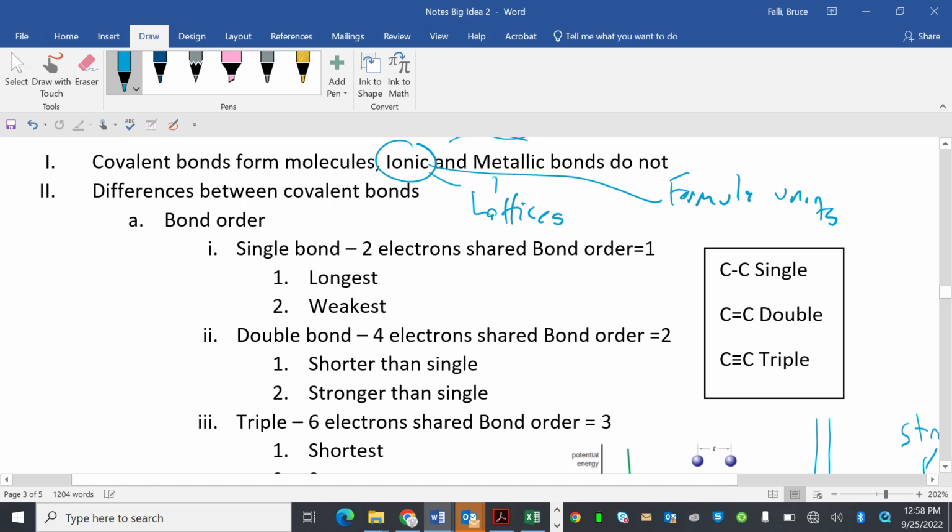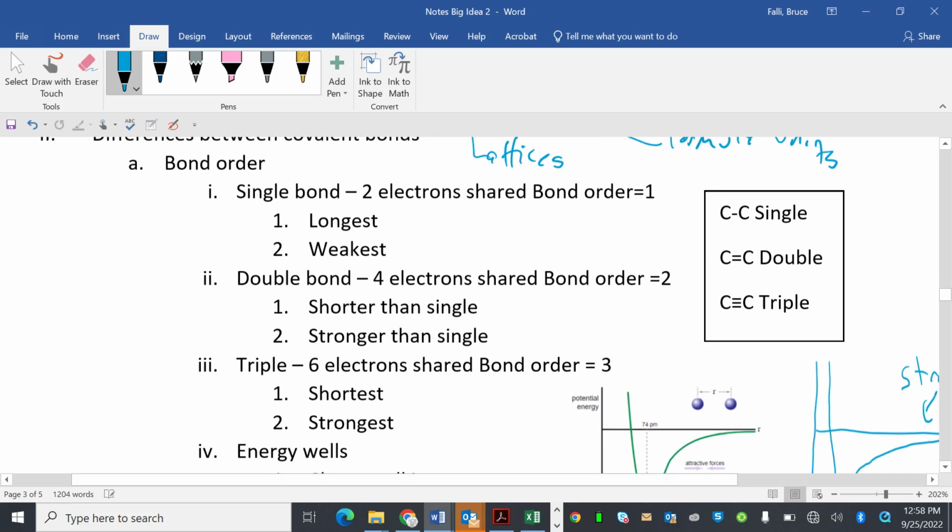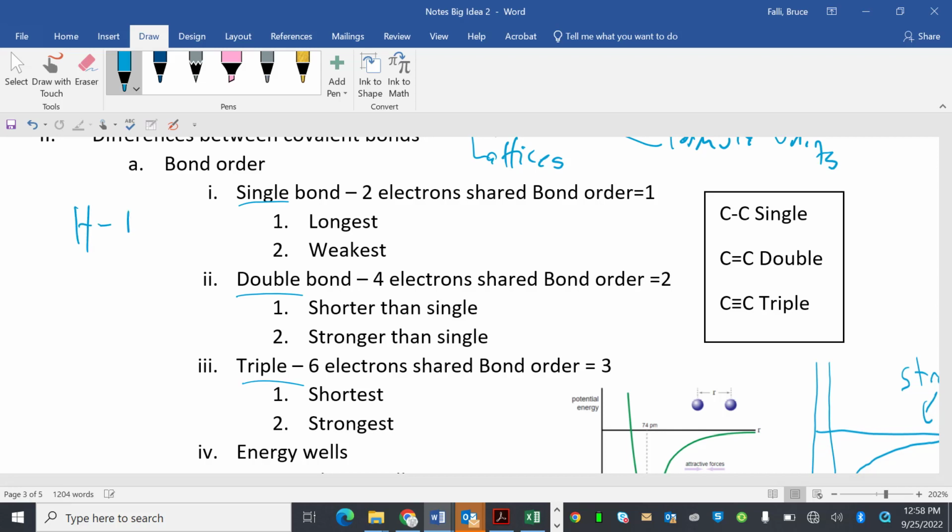The differences between covalent bonds. So now we're just focused on covalent bonds. First thing is bond order. Bond order is really simple. You got single bond, you got double bond, you got triple bond. So you've got yourself something like a single bond like H to H. And notice how I got 2 points in that line. There's 2 electrons that are shared. The bond order is 1. These are the longest and these are the weakest.